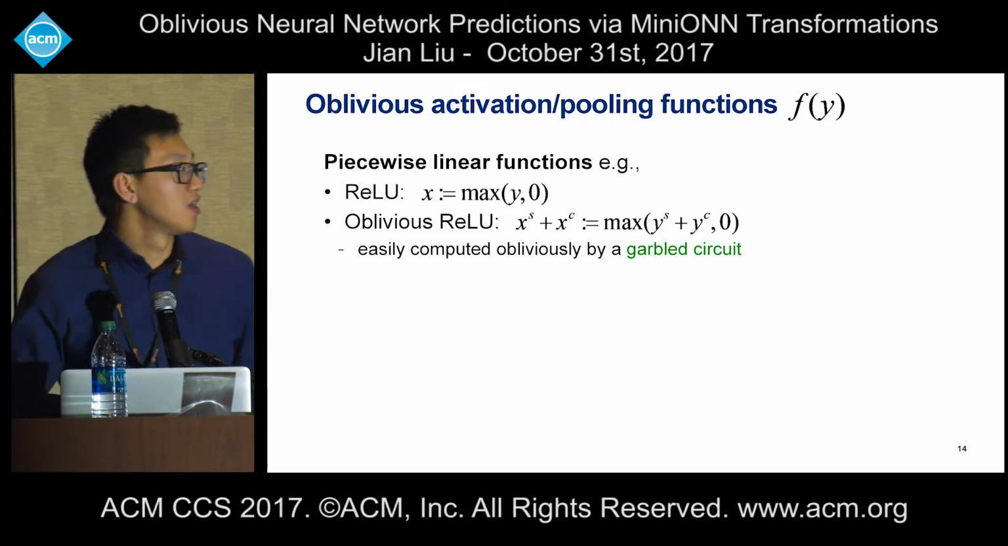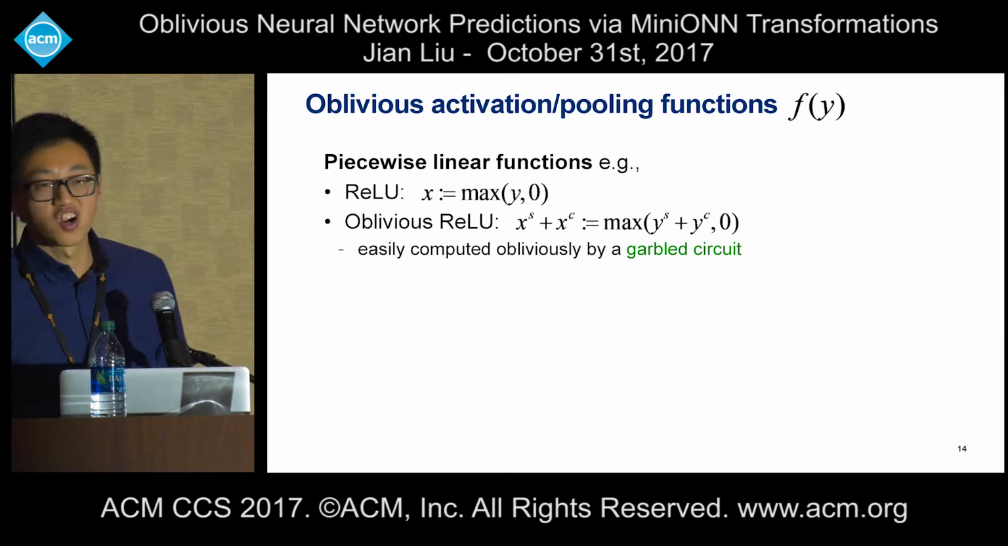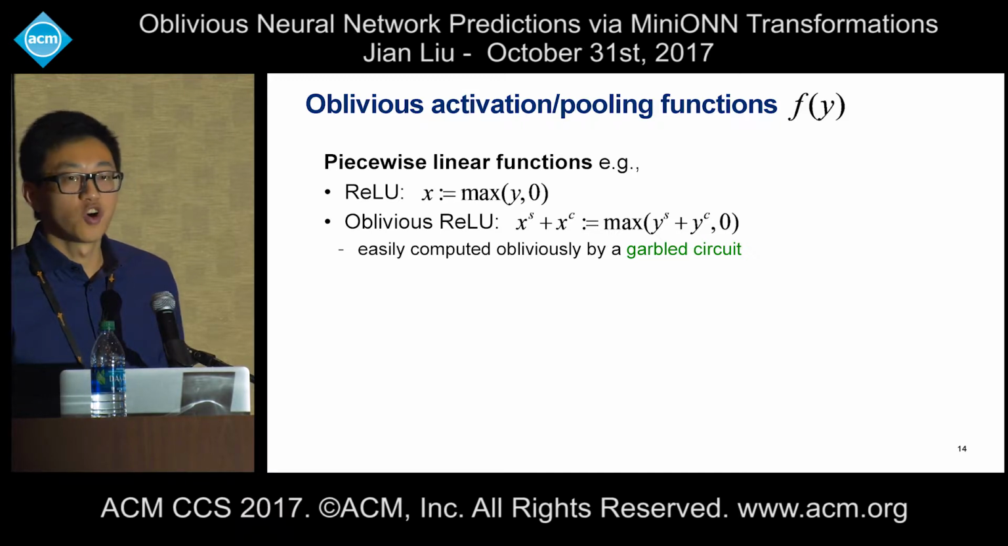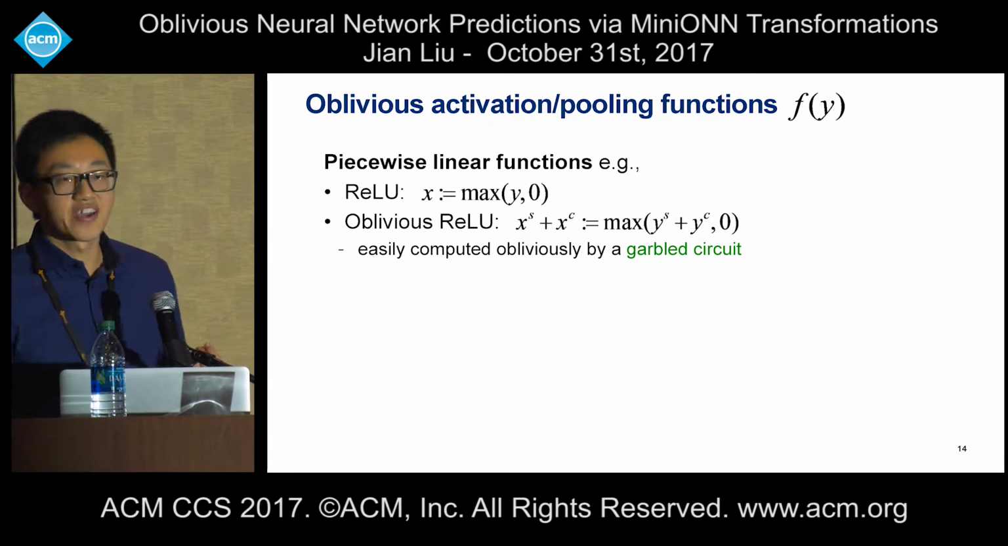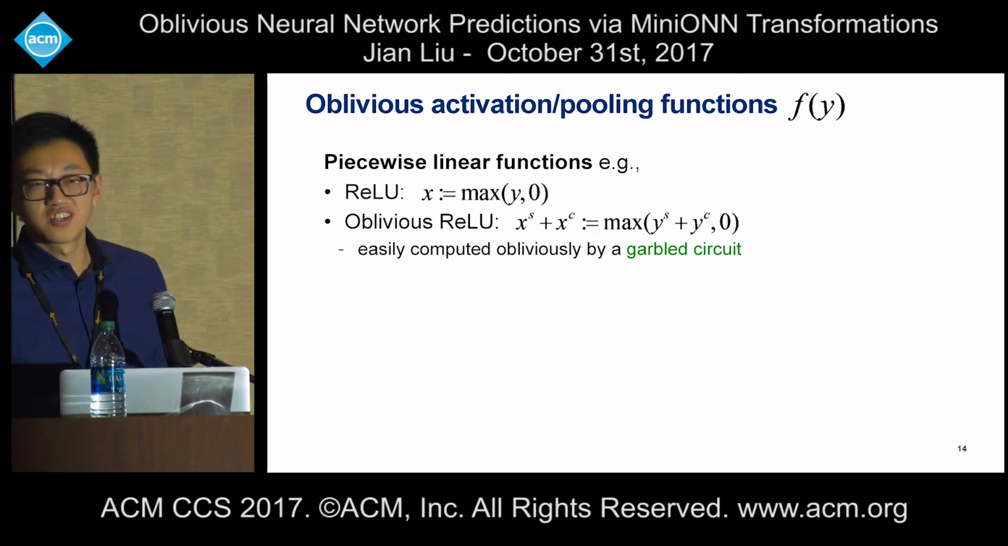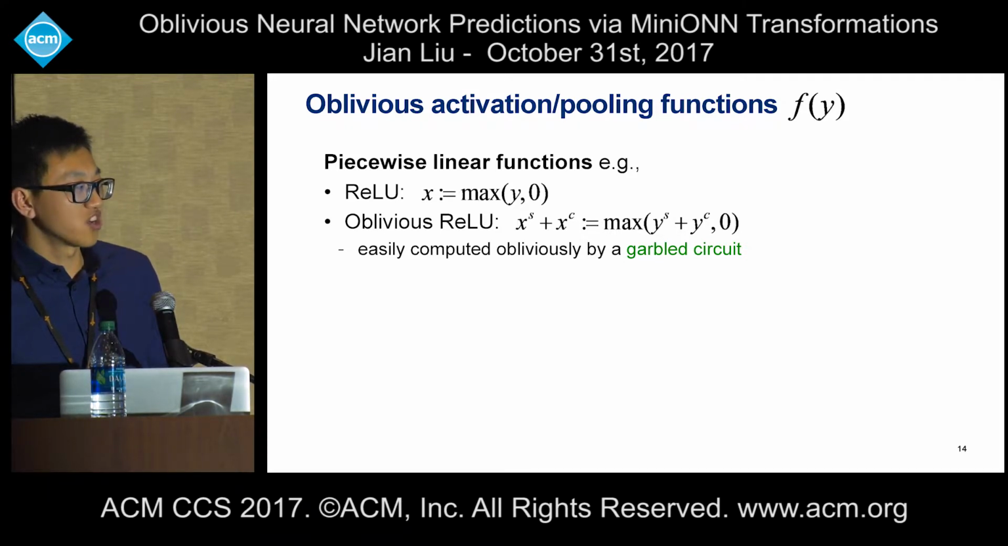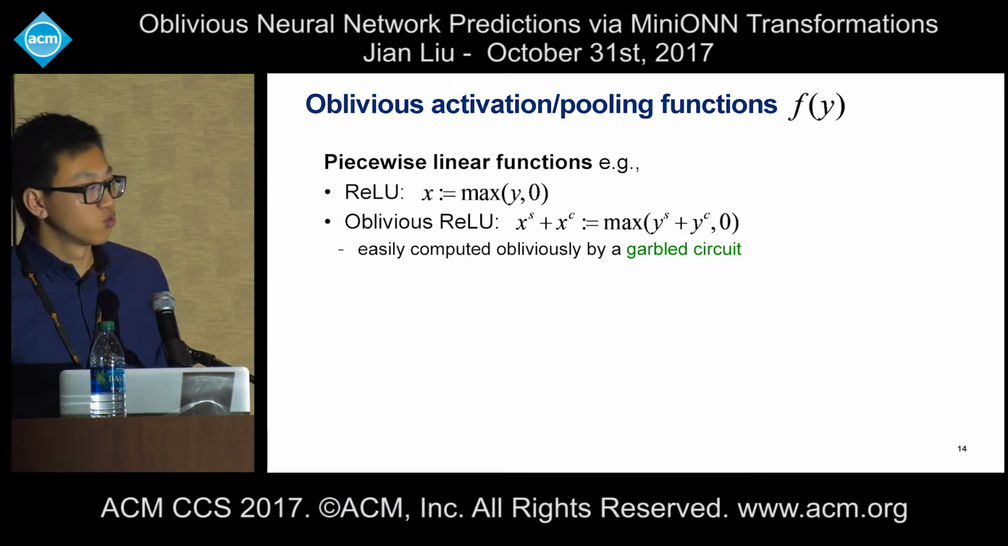a 2PC protocol. The second category is called smooth functions, such as sigmoid. It's a bit more complex. As we all know, it can be approximated by high-degree polynomials using Taylor series. However, it involves a large overhead and accuracy loss. Instead, we approximate it using piecewise linear functions. That is, we split these smooth functions into several segments. And then for each segment, we use a linear function to approximate it.